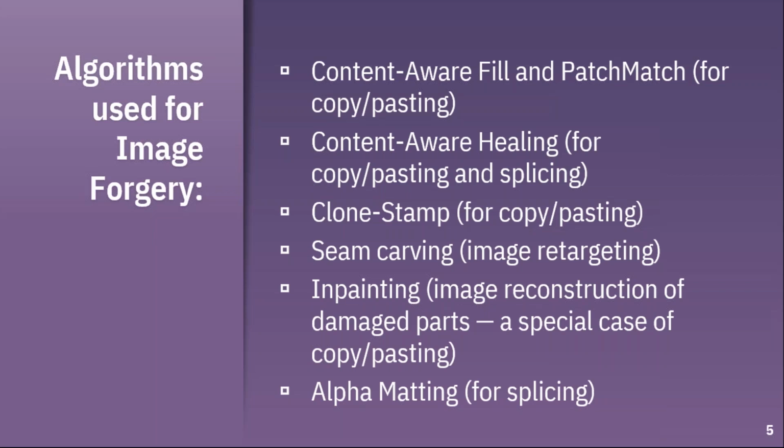Another is clone stamp for copy-pasting. With clone stamp, suppose there is a picture with a person standing in it, and we create a clone of that person and paste it onto the same image. In the above two algorithms, two images are involved, while in the third one, we crop the object from the same image and paste it, creating a clone within the same image. Then we have seam carving.